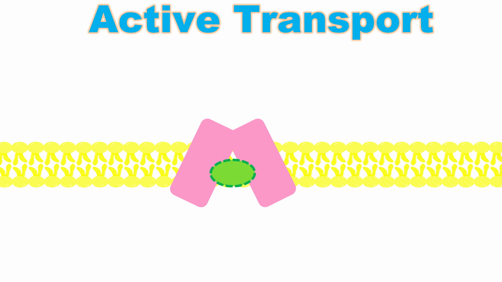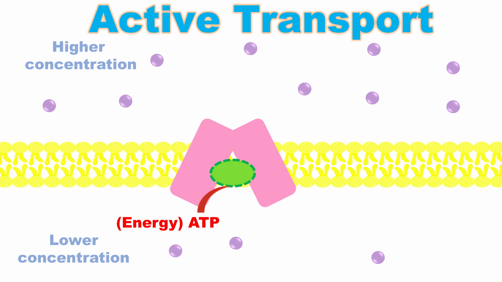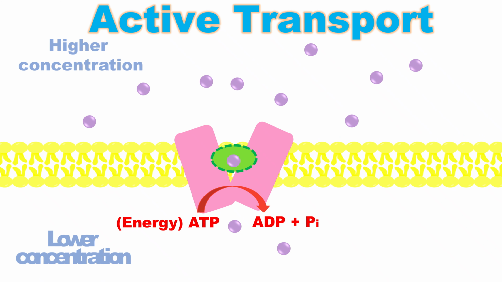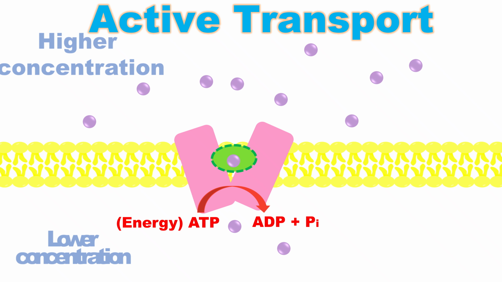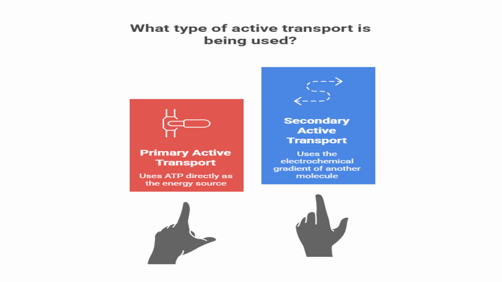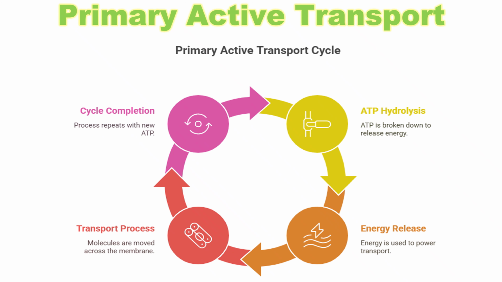Second, active transport requires energy and moves solutes against their electrochemical gradient from areas of lower concentration to higher, resulting in selective accumulation on one side of the membrane. Active transport can be primary or secondary depending upon the source of the driving force.